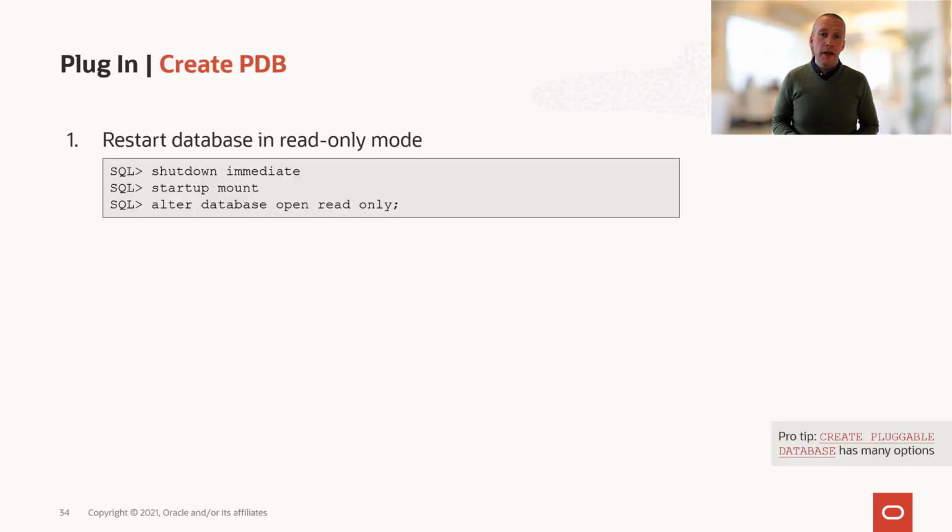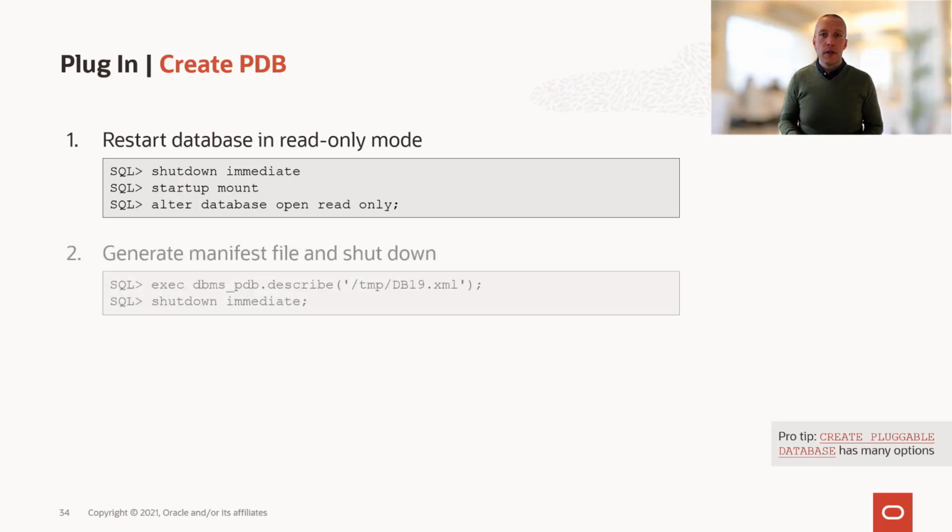Now we are ready to plug in the database. The first thing that I have to do is to shut down my non-CDB database and restart it in read-only mode. Then I can regenerate the manifest file. It's very important that I regenerate the manifest file, and I do it while the database is in read-only mode. This is a prerequisite. If you have a manifest file that wasn't generated in read-only mode, you can't use it later on.